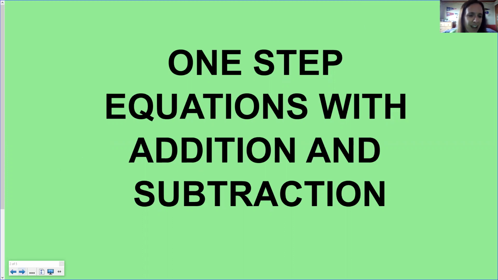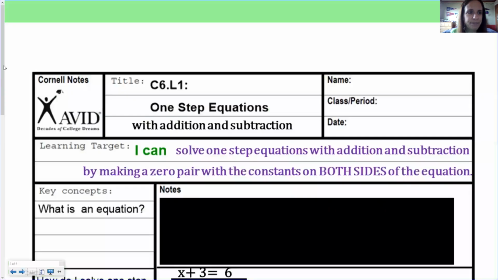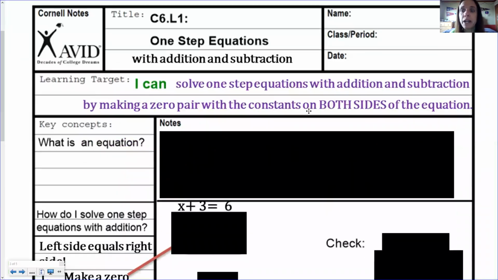All right, so get your notes page ready. The learning target, I believe, is already typed in for you, but if it's not, I'll give you a second here. I can solve one-step equations with addition and subtraction by making a zero pair with the constants on both sides of the equation. We're going back to a vocabulary word from our integers unit, zero pair, and then also the word constants, which we just kind of worked on in our expressions review the last couple days.